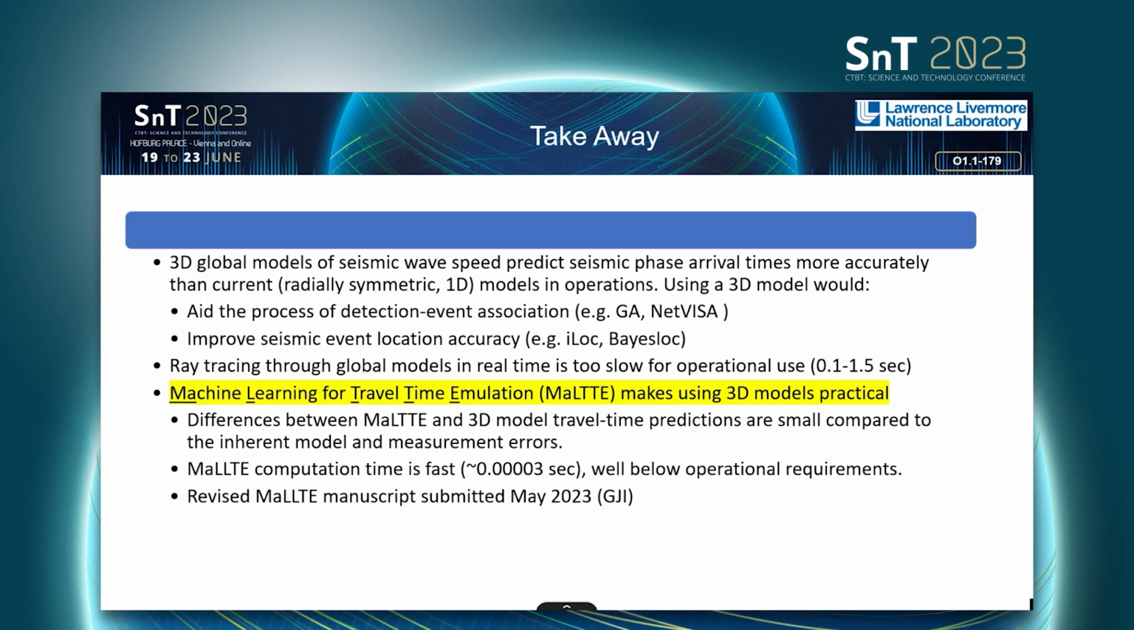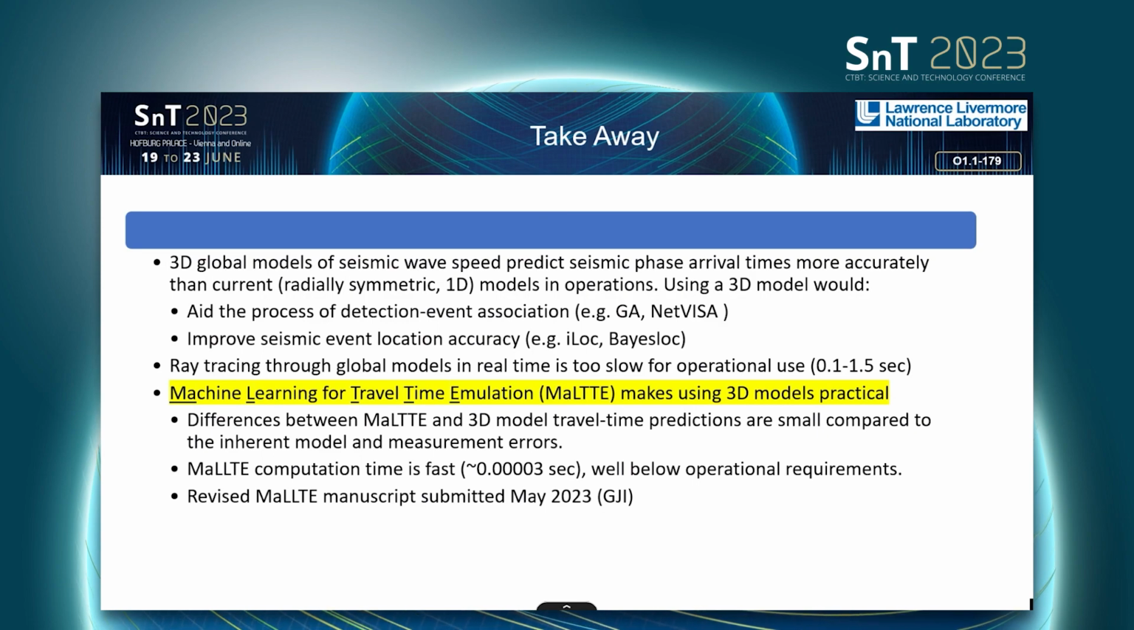So these are just the takeaways that I've just described. 3D models predict travel times more accurately than radially symmetric Earth models. They aid in association. If anybody's familiar with the software at the International Data Center, things like GA, Global Associator, or NetVISA, there have been a lot of presentations on that at this meeting, and they improve the event location accuracy in codes like iLoc and BayesLoc and any other method.